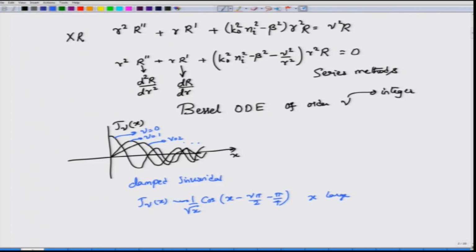The reason why we call this damped sinusoidal is because they exhibit oscillatory solutions. These oscillatory solutions are important because they correspond to standing waves inside the fiber, which is precisely what we started off hoping to get, because you want standing waves inside the fiber and you want the evanescent or the radiating modes outside the fiber core. So, this situation is very similar to the slab waveguide situation.